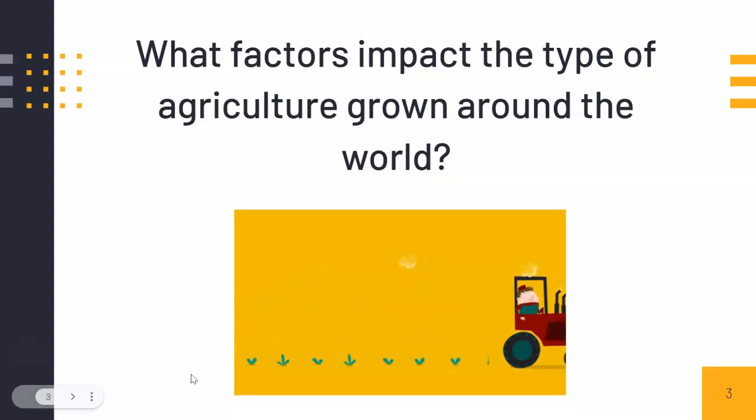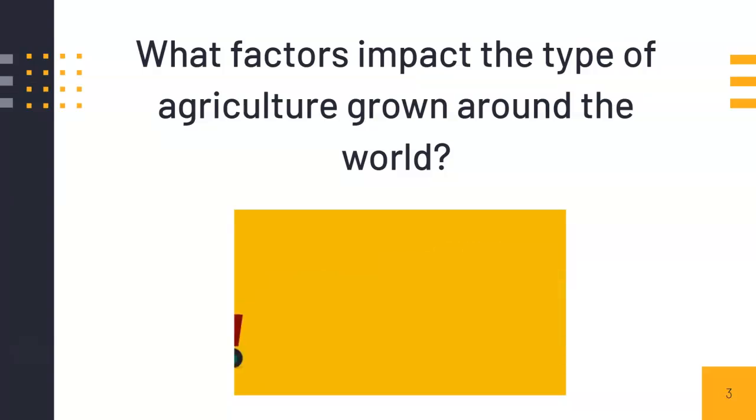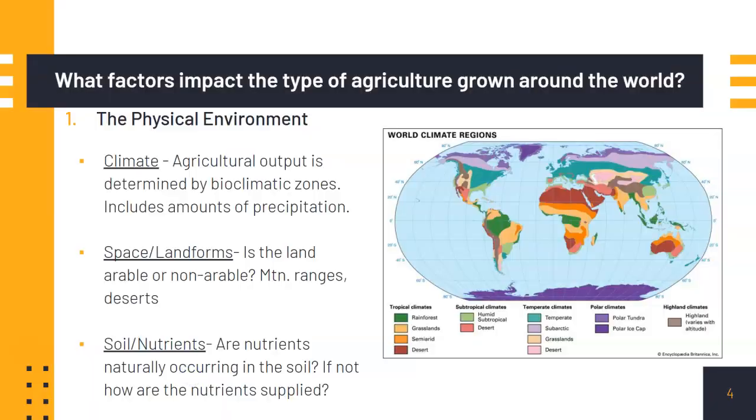So let's take a look at what factors impact the type of agriculture grown around the world. The type of agriculture practiced in any given region is deeply influenced by the physical environment, which includes factors like climate, landforms, and soil quality. These elements set the stage for what can or cannot be grown and how effectively farming can be sustained.